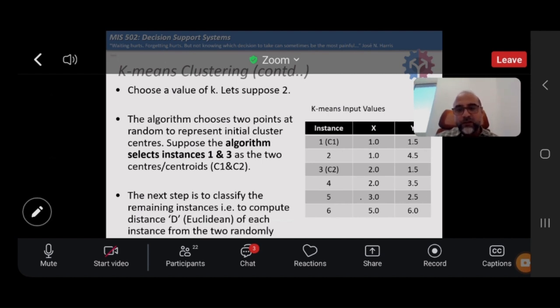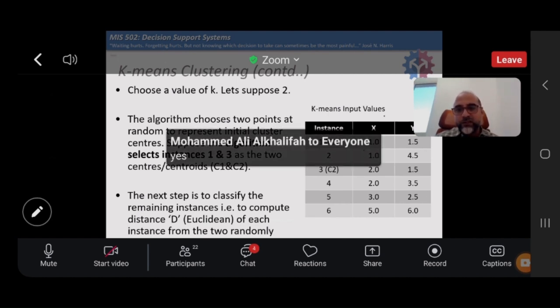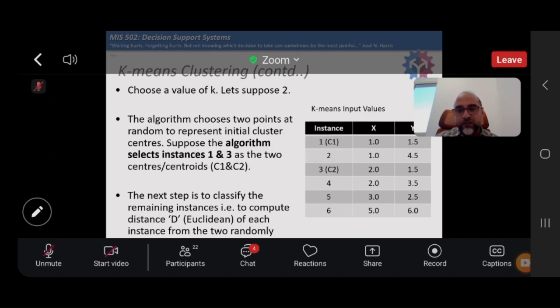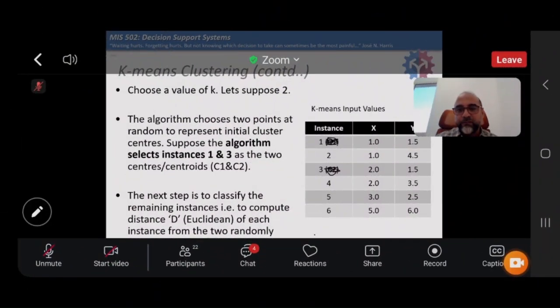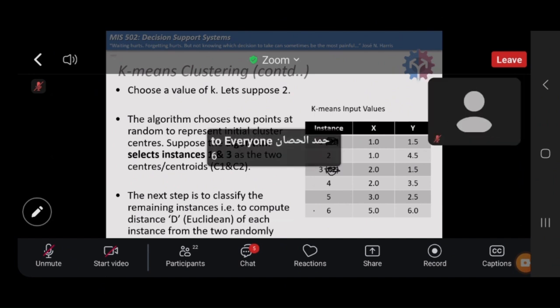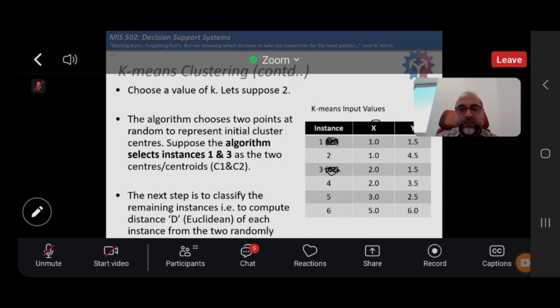So let's assume this data that you're looking at here. Ignore this C1, C2 for now, okay? Ignore what is written here at the moment. I'm going to delete this one for now so that it doesn't confuse you. So how many data points do you have in your data? 1, 2, 3, 4, 5, 6. 6 data points, right?